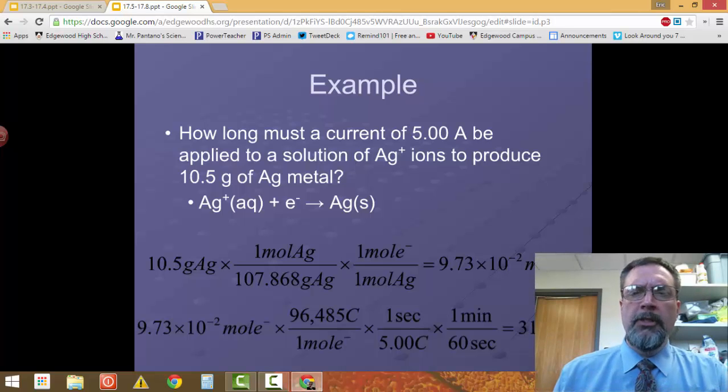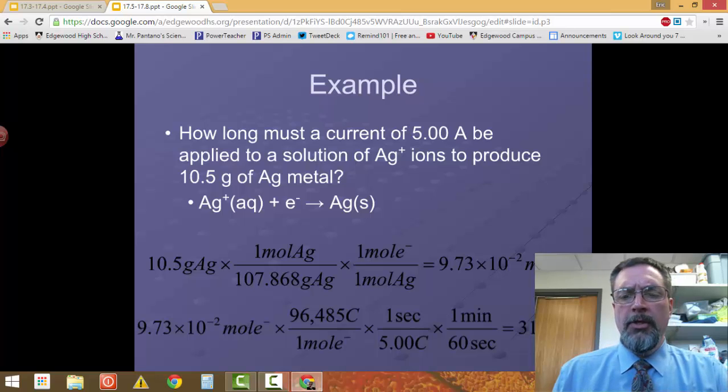So it's really an easy calculation. The only things that are different from normal stoichiometry is looking at the relationship between moles of electrons and moles of whatever substance you're trying to get out of solution, and then using the Faraday and the current together to get from moles of electrons to time. And we can go back the other way if you need to. You can start with time and current and go to grams of whatever substance. Pretty straightforward.